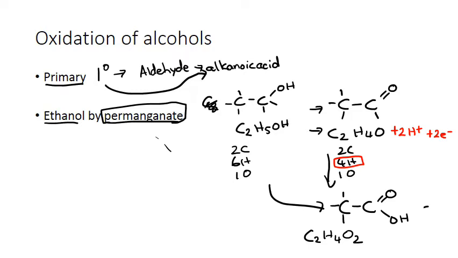So if I quickly do that again, I've got 2 carbons, 4 hydrogens, and 2 oxygens. Now if I compare that to over here, I'm short that, and I'm short one of those. So I'd actually have to add 2 hydrogens, and if I add 2 hydrogens, I've got to add 2 electrons.